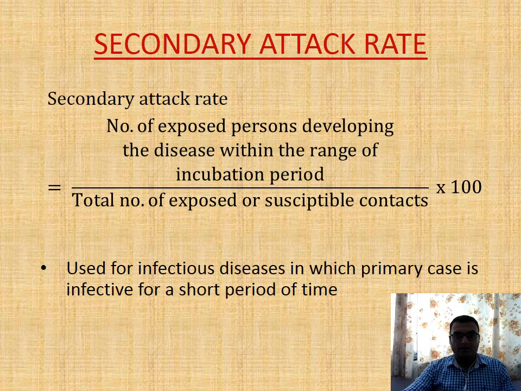Next is secondary attack rate. The formula is number of exposed persons developing the disease within the range of the incubation period divided by the total number of exposed or susceptible contacts, multiplied by 100. So secondary attack rate means, among those people who are exposed or susceptible, how many have developed the disease. It is used for infectious diseases in which the primary case is infective for a short period of time.